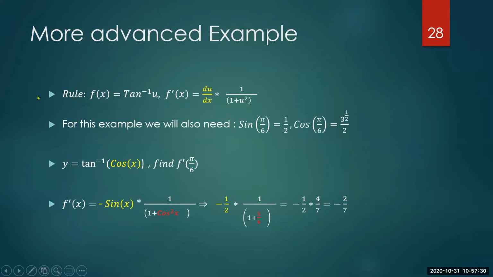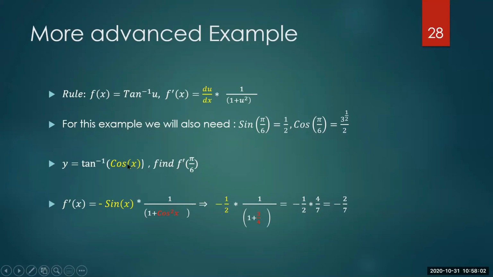So here's a more advanced example then. The rule here that we're going to use is if f of x is equal to the arc tan of u, f dash of x is equal to du dx multiplied by 1 over 1 plus u squared. For this example, we also need to know that sine pi over 6 is a half and cos pi over 6 is root 3 over 2. And so the question then is, y is the arc tan of cos of x. Find f dash of pi over 6.